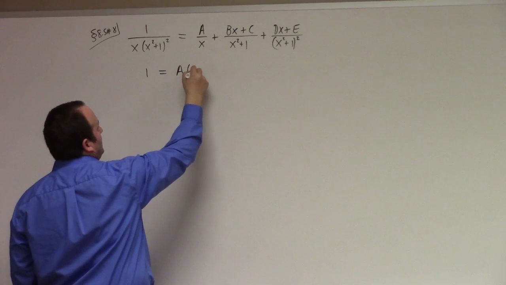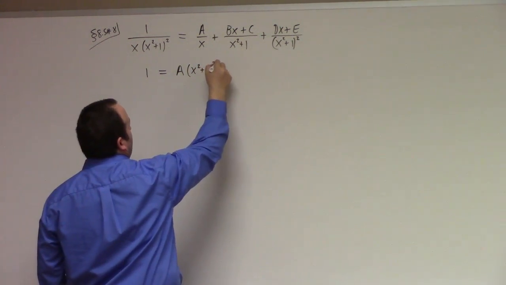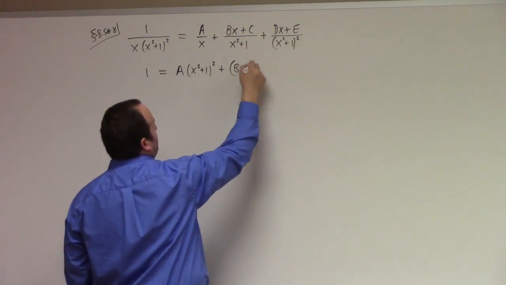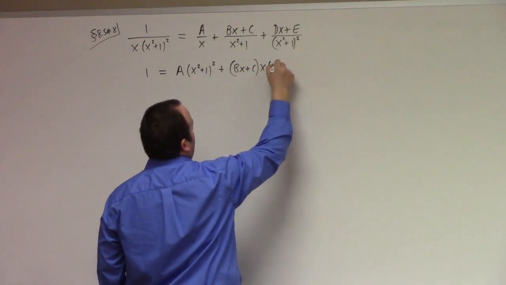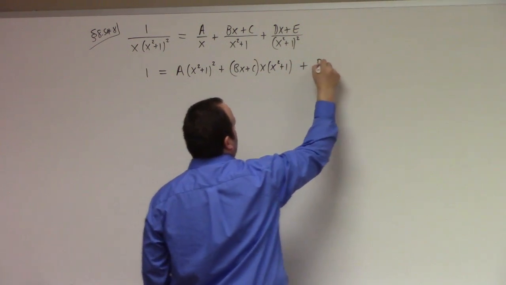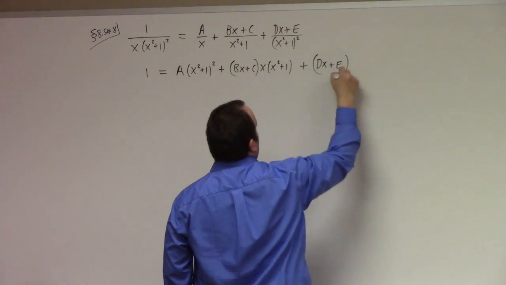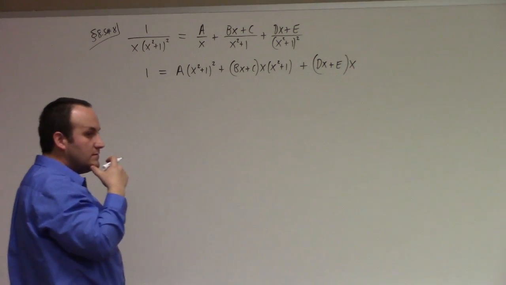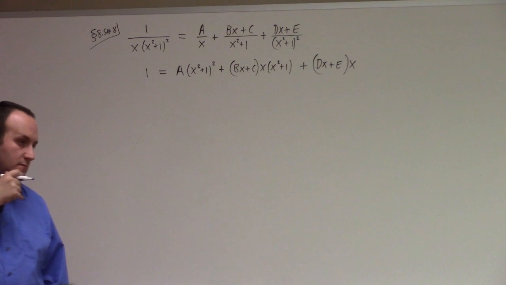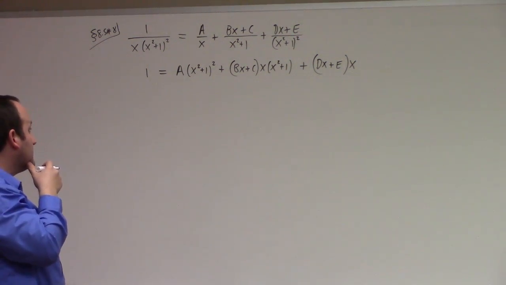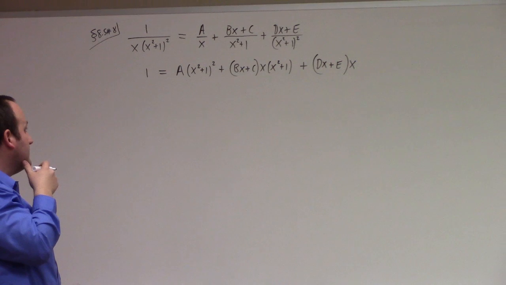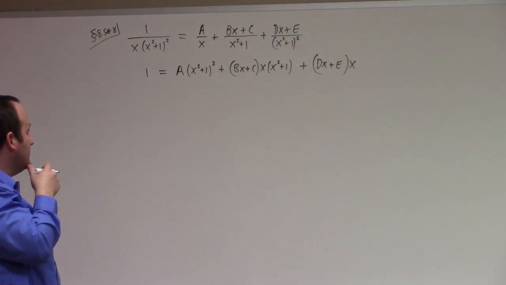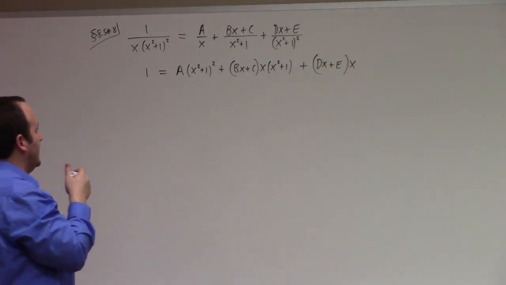So this is a times x squared plus 1 squared, plus bx plus c times x squared plus 1, plus dx plus e times x. You had a times x squared plus 1 cubed, but why would we have that?